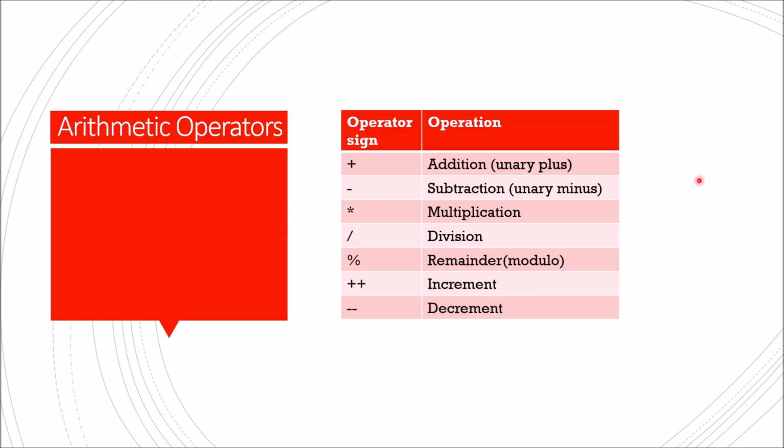Let's first start with arithmetic operators. We already know most of them, like addition symbol, subtraction, that can also be a negative sign, multiplication, division. This one is remainder or modulus.